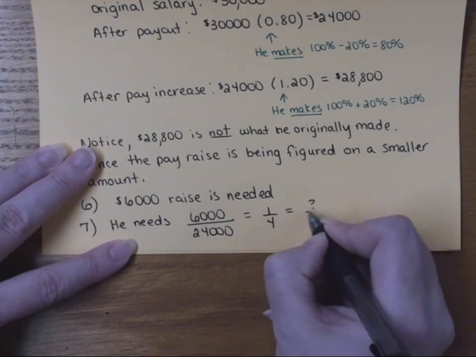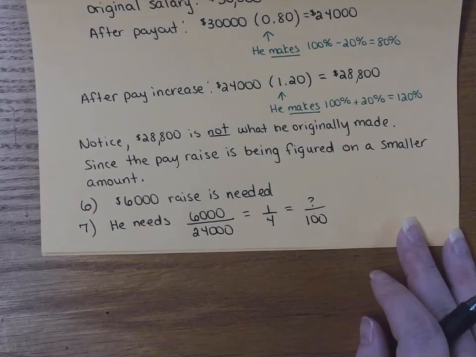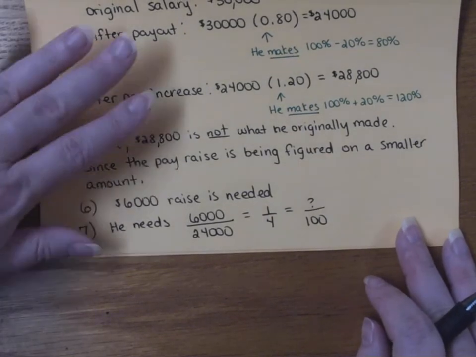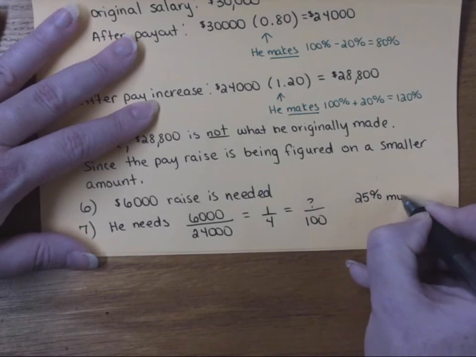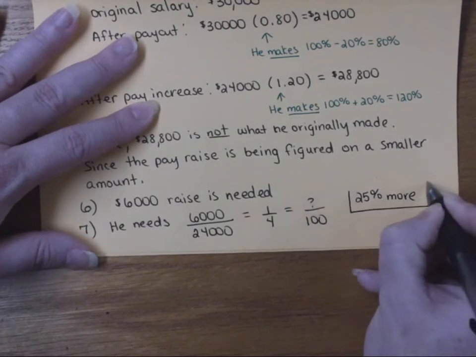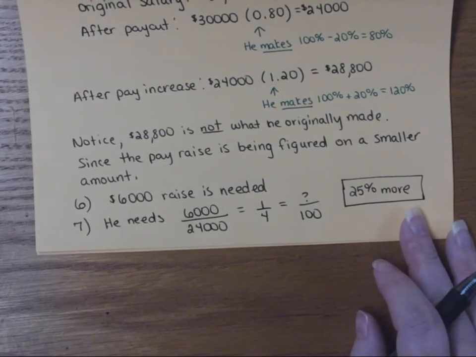So how could I figure out what this would be over 100? Okay, that's a pretty easy one, right? What percentage is 1/4? So he needs 25% more. 20% more doesn't get him back to 30,000, right? It only takes him to 28,800, okay?